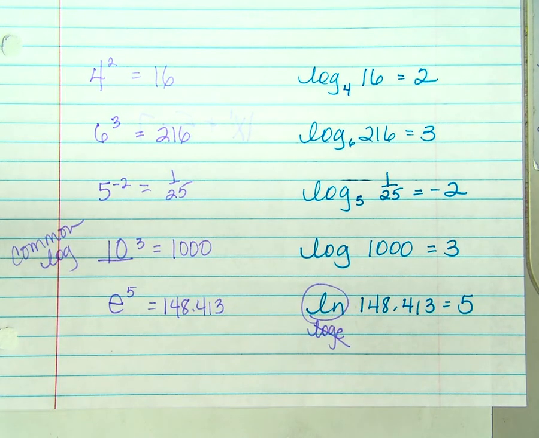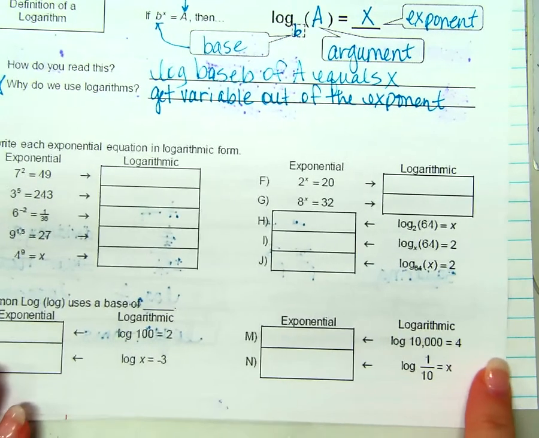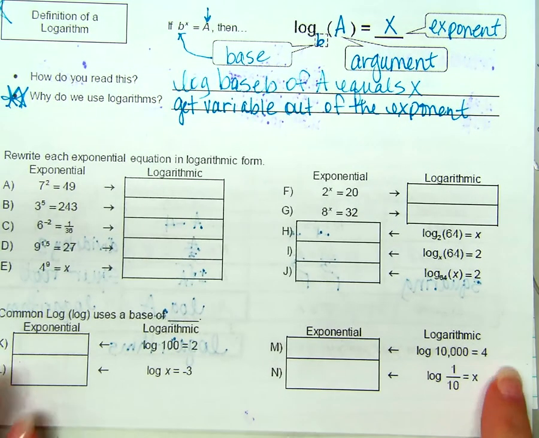Okay? So you have A through N on this worksheet to get done for homework. Any questions about any of these?